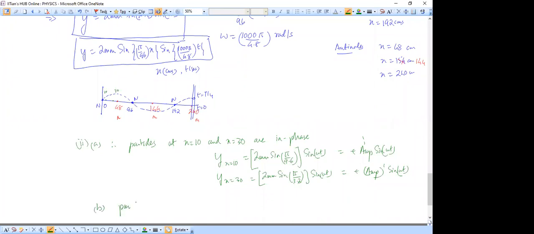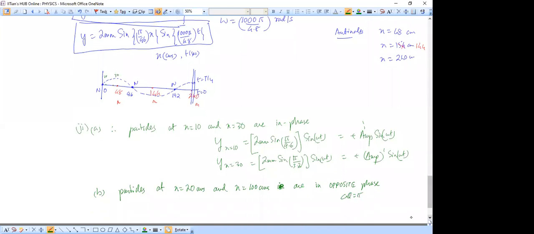So particles at x equal to 20 centimeters and x equal to 100 centimeters are in opposite phase. They have a phase difference of pi. You can similarly write the equation and check out.